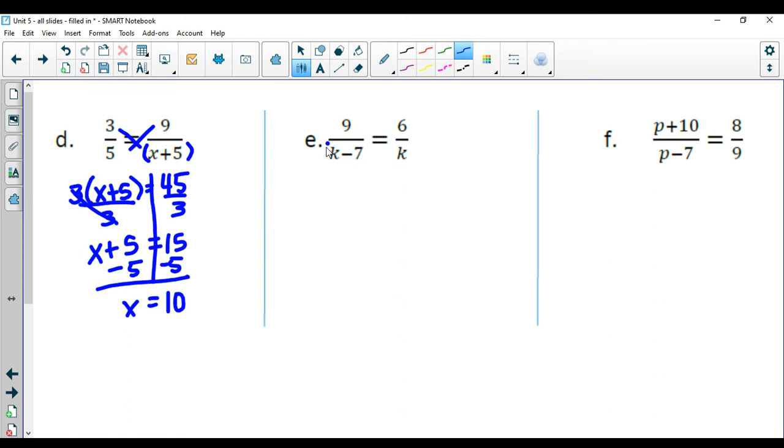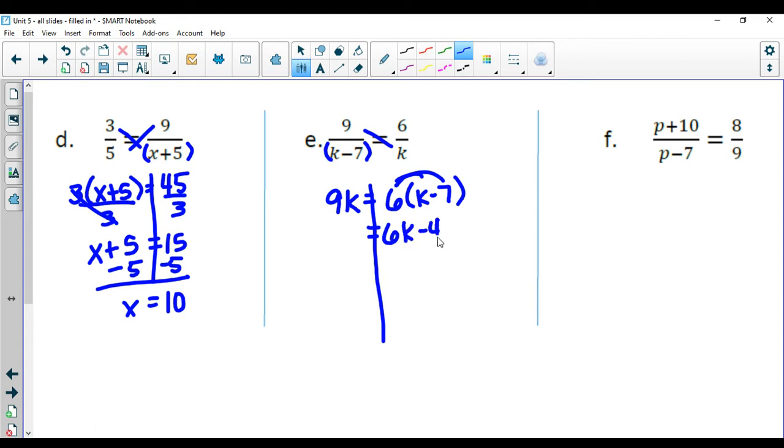In letter E, I do see the expression down here. I'm going to use my cross products, 9 times k, k times 9. This is going to be 9k equals 6 times the quantity k minus 7. Here, I can't just divide by 6 because that is not going to work easily. So I am going to have to distribute my 6 here. So we get 6k minus 42 is equal to 9k.